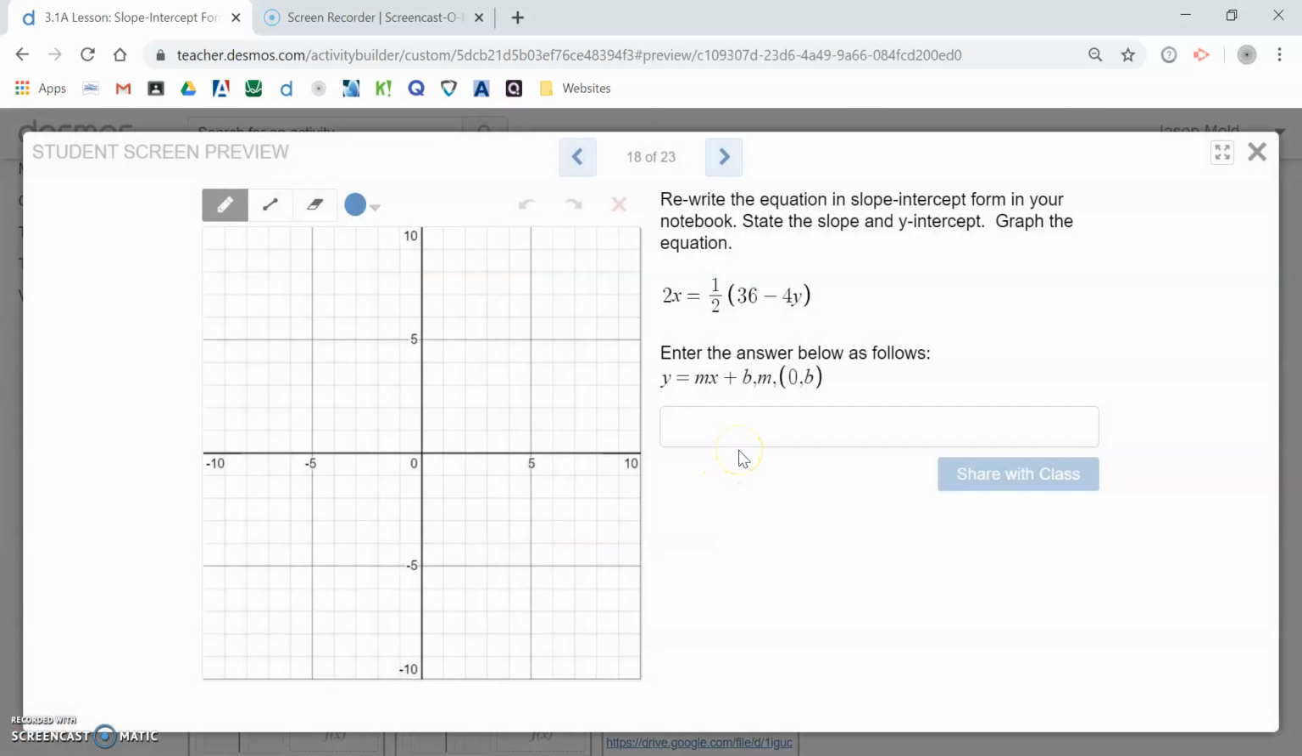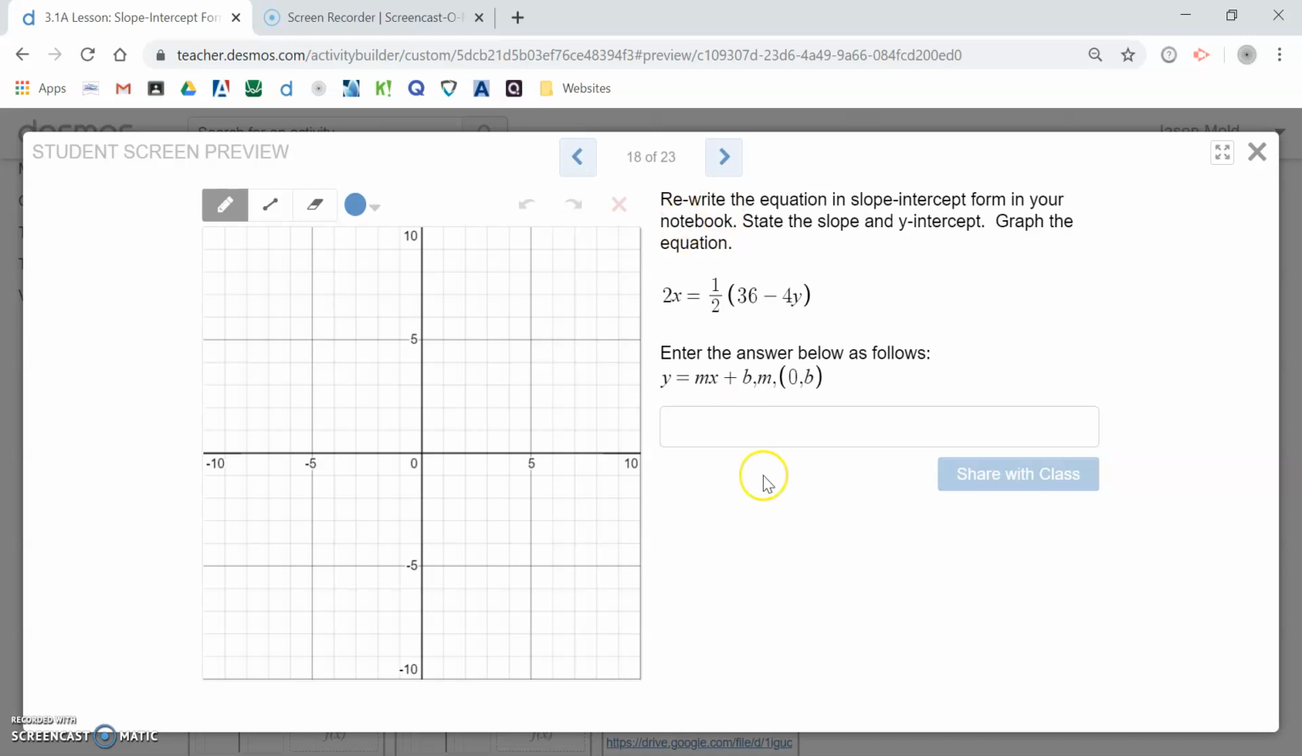In this video, I'm going to go through slide 18. This is the third video for the 3.1a lesson on slope-intercept form. Slide 18 has the equation 2x equals 1/2 times the quantity 36 minus 4y. We want to get the equation in slope-intercept form, find the slope, the y-intercept, and also graph the line.